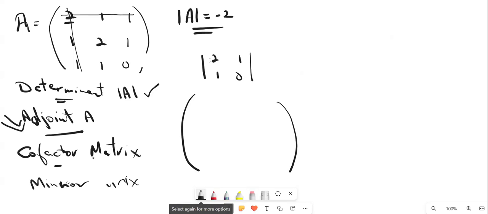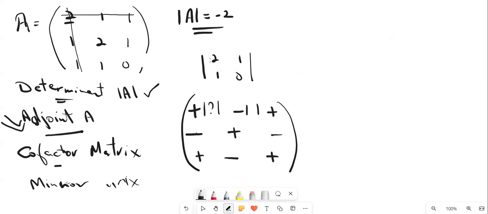Yeah, it starts with a plus, then a minus, then a plus, then a minus, then a plus, a minus, a plus, a minus, and then a plus. This is a sign convention. And here you put the determinant of the minors, right? That's what you have to do here. Find all the minors, lots of work, right?